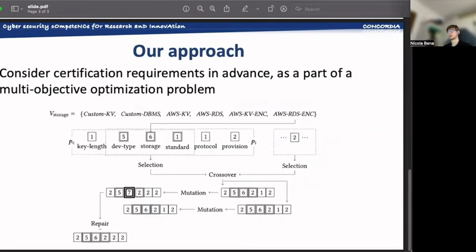And so our idea is to consider certification requirements in advance, before starting the software development process, and consider these requirements as a part of the multi-objective optimization problem solved as a genetic algorithm, as this figure shows. And this is a summary of our work.